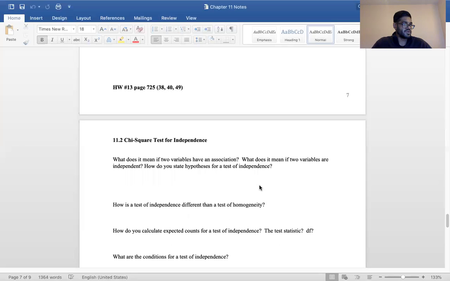Okay, so I'm going to skip down to what is the chi-square test for independence. So what does it mean for two variables to have an association? What does it mean for two variables to be independent? How do you state the null and alternate hypothesis?